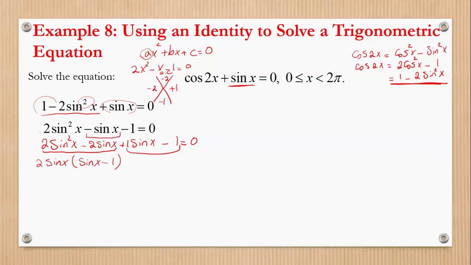Out of the second group, nothing is in common except +1. And if I divide everything by 1, I get sine x -1. Now I have the same parentheses, which I need to have. So now it's time to factor out these parentheses. And if I factor this parenthesis, I will have 2 sine x from the first term and +1 from the second term. Now I have 2 parentheses whose multiplication is equal to 0, which means I can set each of them separately equal to 0.